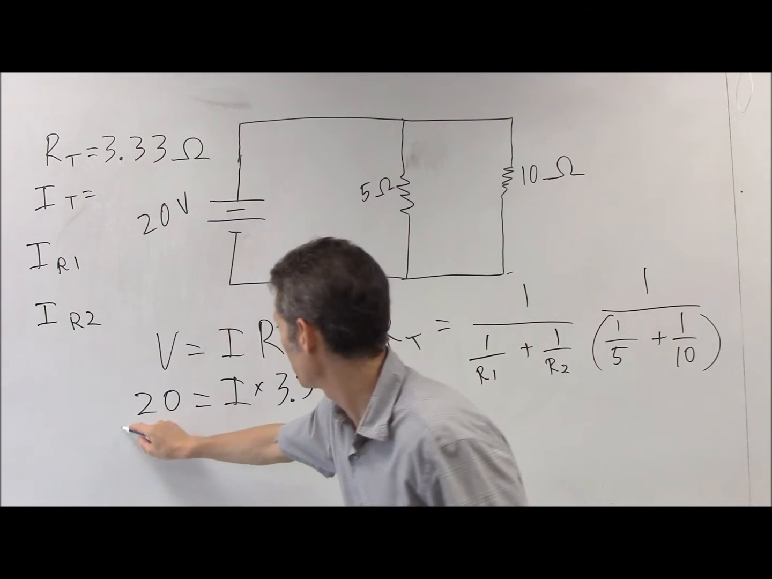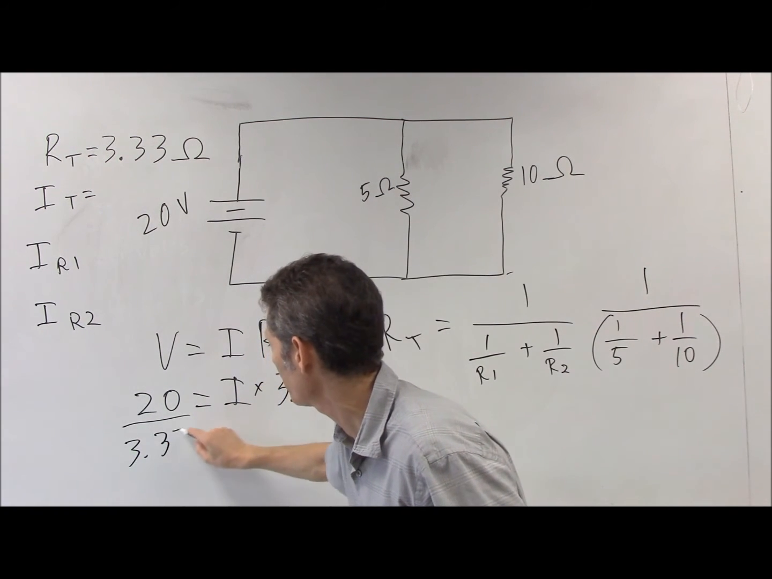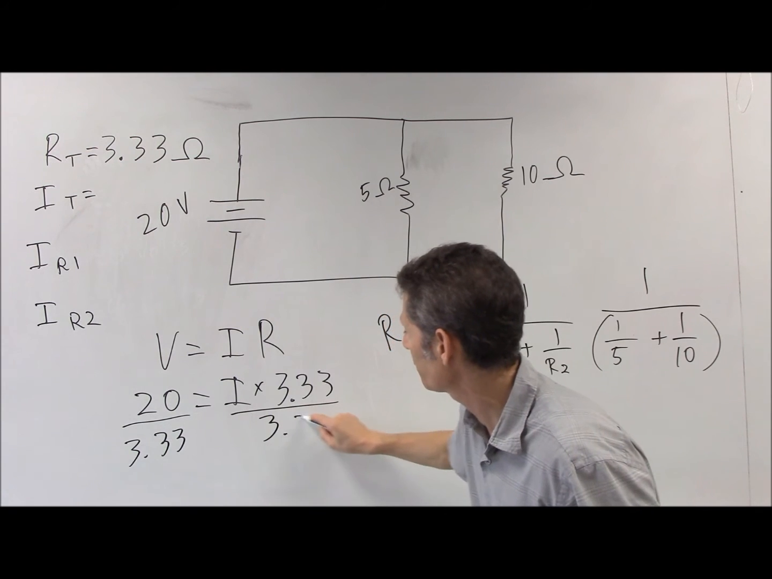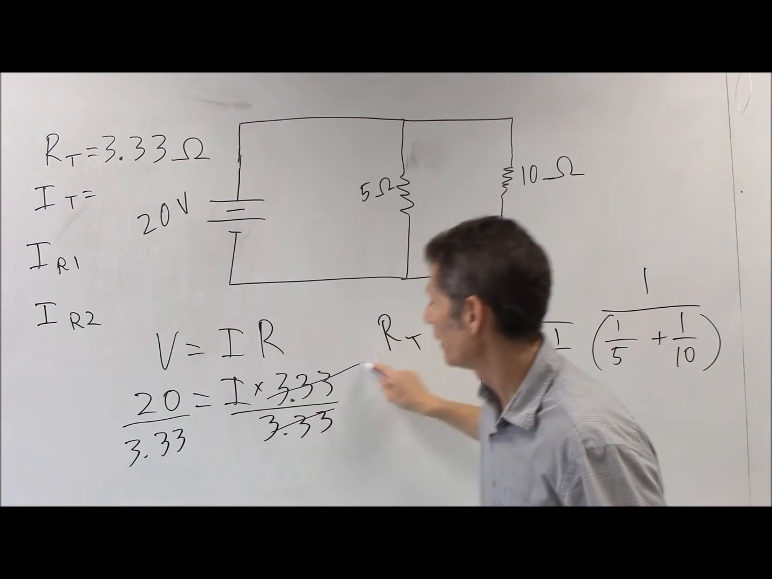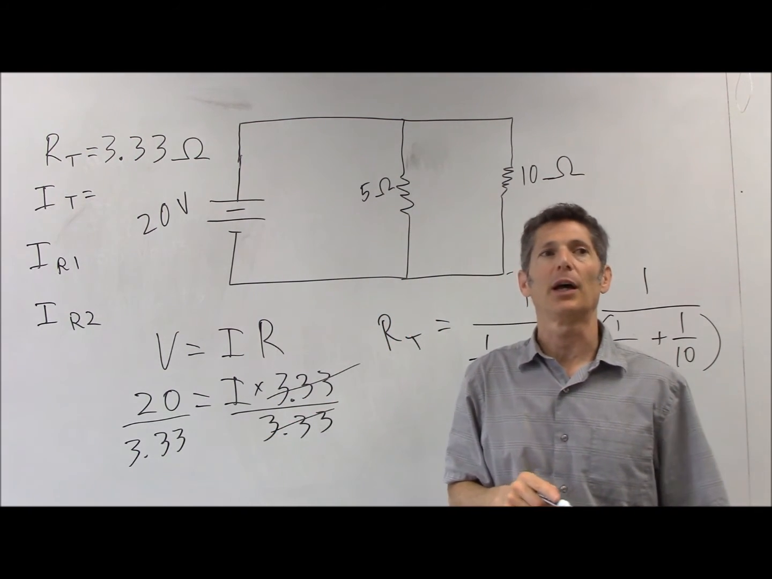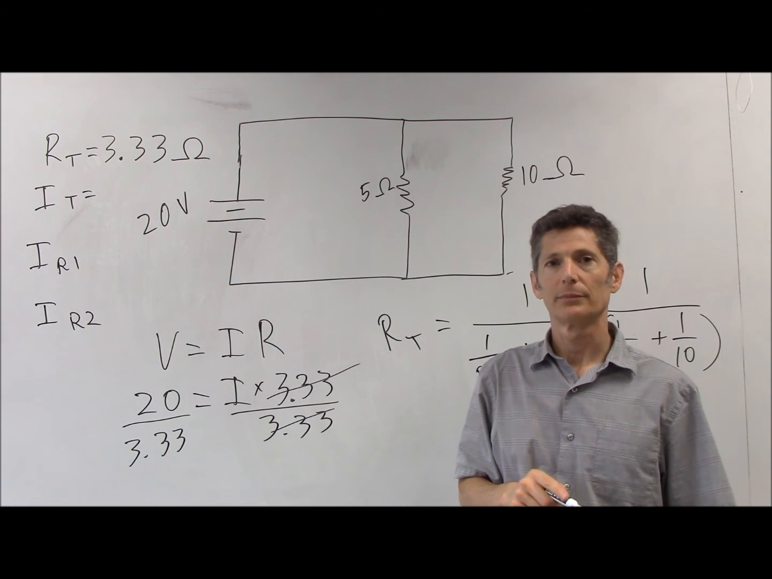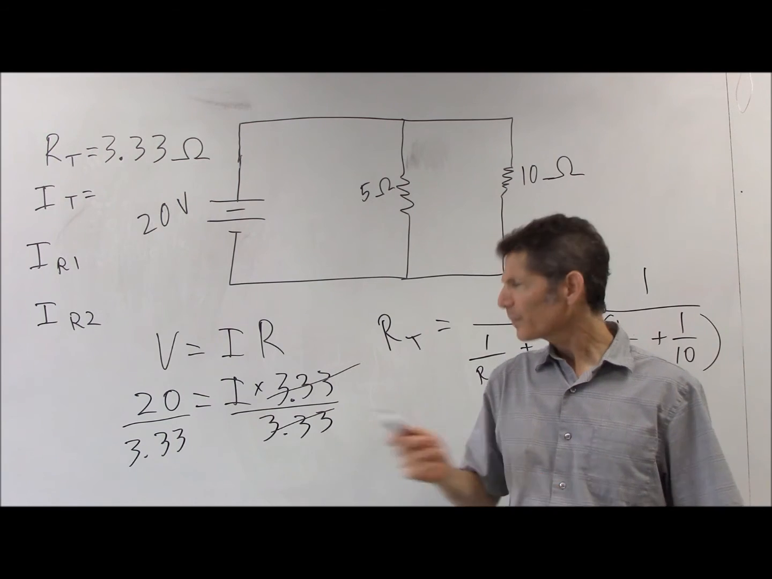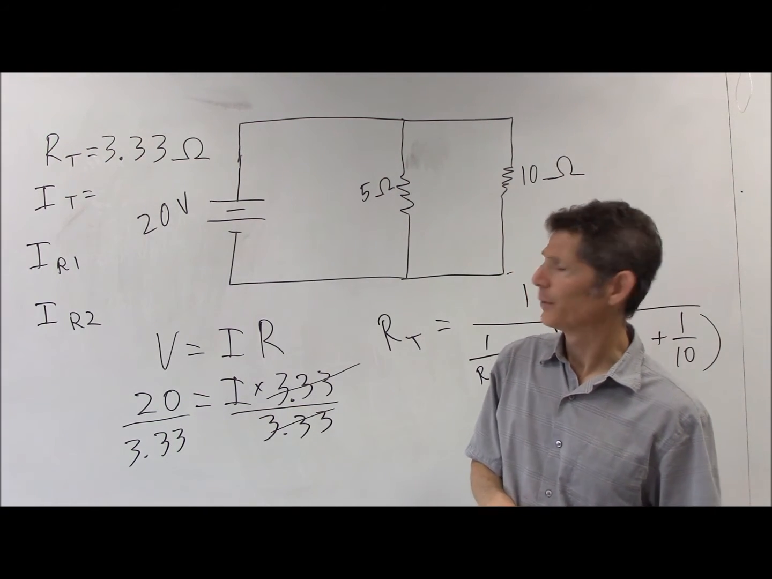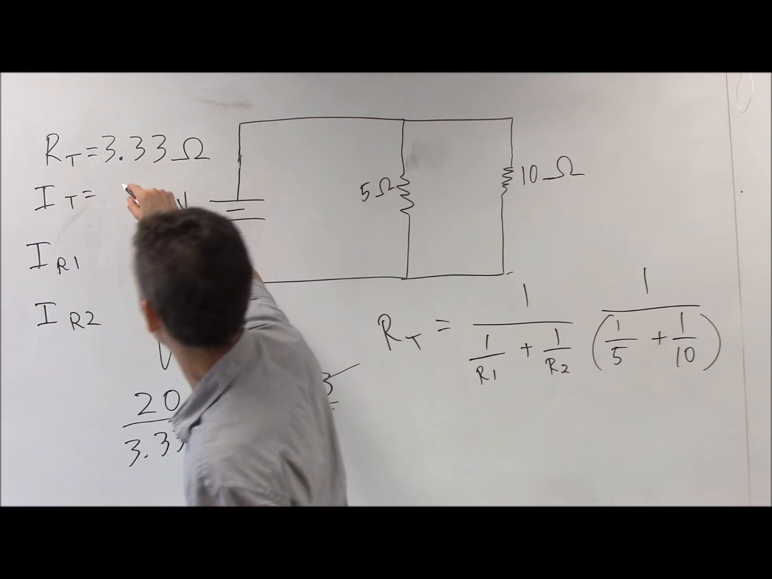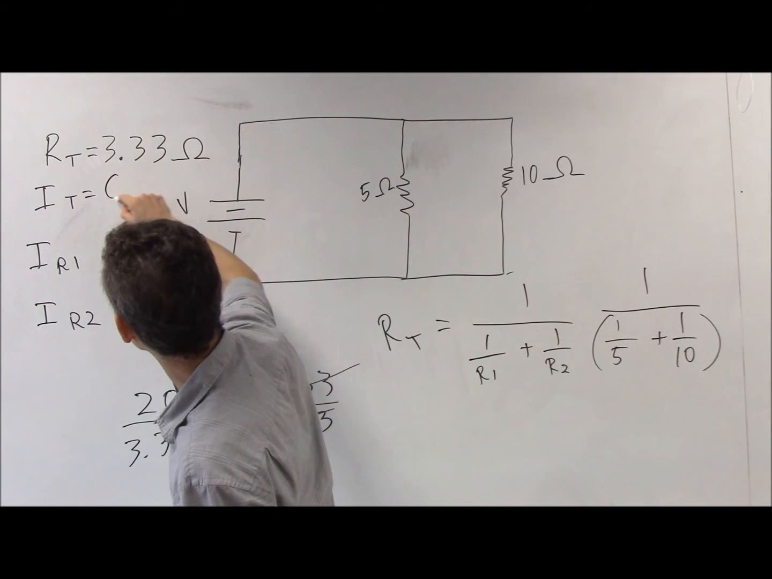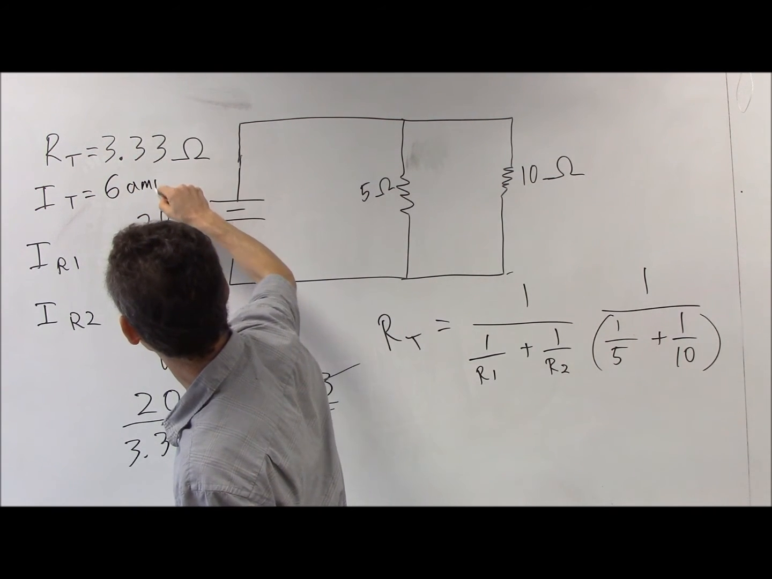3.33, and of course I'm going to divide both sides by 3.33 to get I by itself. 3.33, can you do that for me? That is, I think, 6. It's actually going to be 6 exactly if you carry this to more places. Okay, I'm going to put 6. My total current is 6 amps.